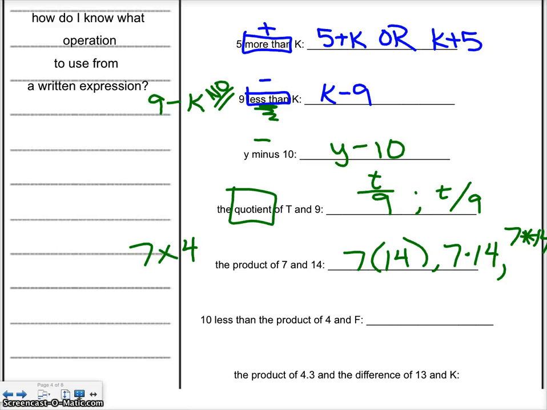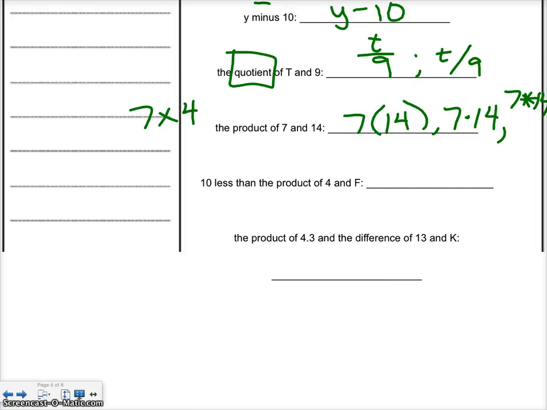All right, here is a tricky one. 10 less than the product of 4 and f. Oh my goodness. Okay, 10 less than. I have 2 different vocab words here. What do you got? Multiplying goes first. How do you know that? Because in order of operations, multiplication comes before subtraction. Oh, that's awesome. Good job. According to order of operations, you have to multiply first.